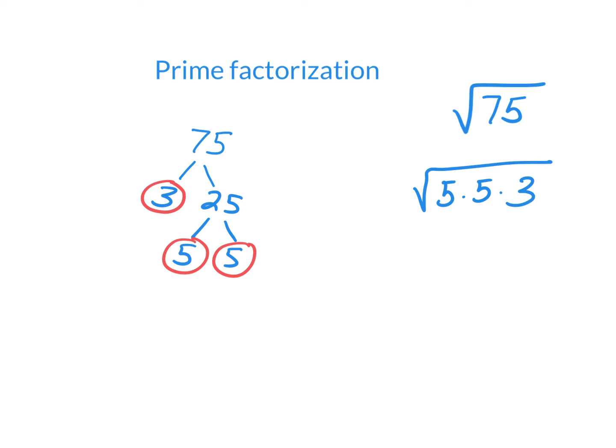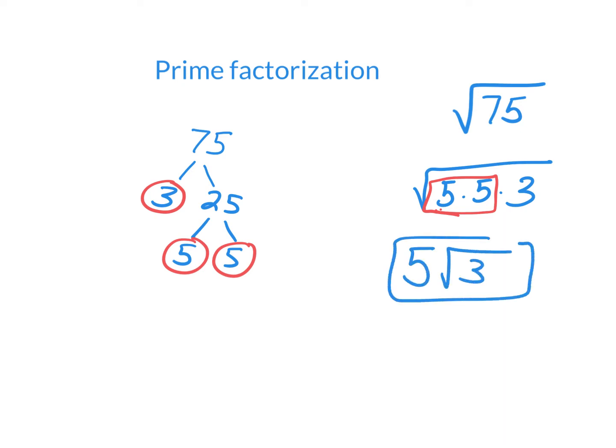Well, the way I remove a number from a square root is if it is a perfect square. So this product of 5 times 5, well, we know the square root of 5 times 5 is 5. So that pair of 5s can come out of the radical, and that 3 will stay in. That's one method we can use.